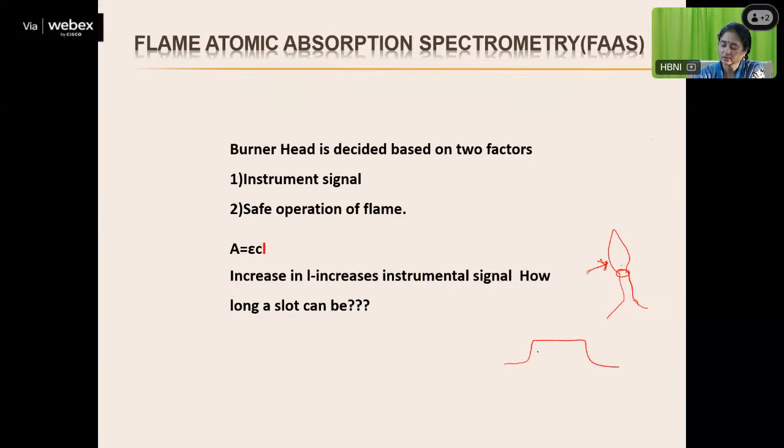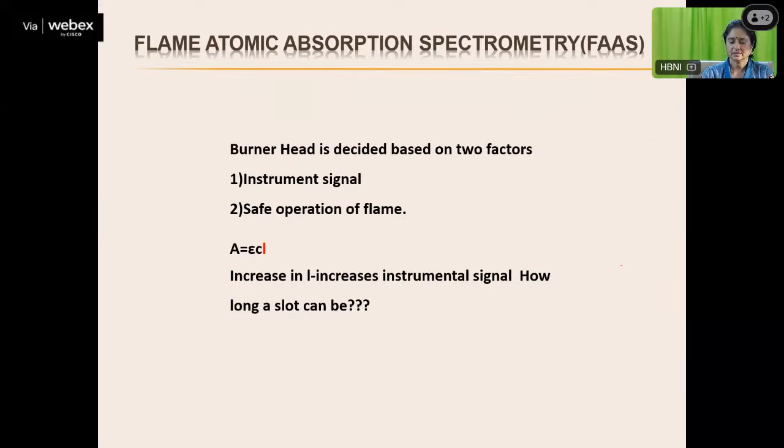So there is a slot, either 10 centimeter long, 100 centimeter long or 50 centimeter long. A slot type burner is there. There are two types of burner head depending on your flame: one is the air acetylene flame and the other is the nitrous oxide acetylene flame. Depending on the flame you are using, you need to use either your 100 centimeter burner head or 50 centimeter burner head. So the burner head is decided based on two factors: instrument signal and safe operation of the flame.